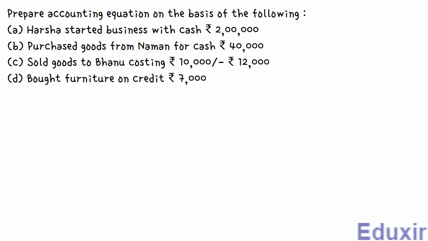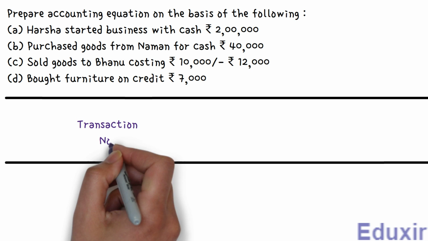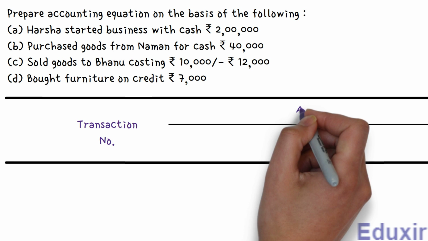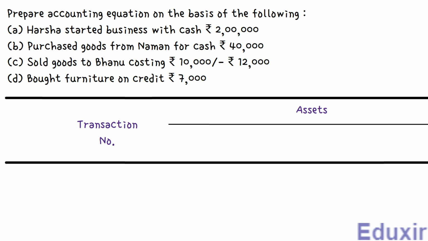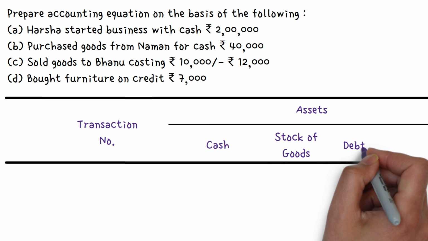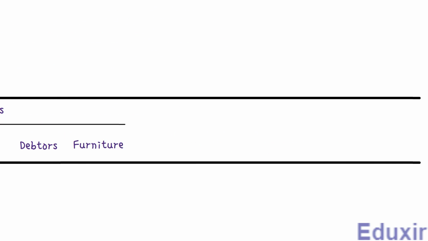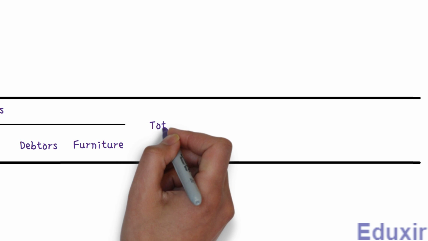Before you proceed with the analysis of each of these transactions to prepare the accounting equation, let us first prepare the format of the accounting equation table. Let us have a column for writing the transaction or transaction number. Let us have a group of columns for assets. If you carefully analyze the given transactions, the various assets given in the problem can be classified under the heads cash, stock of goods, debtors, and furniture. Let us also have a column to write the total of all of these assets.